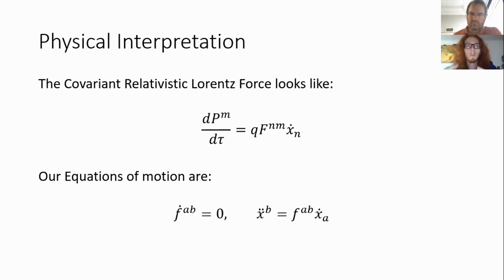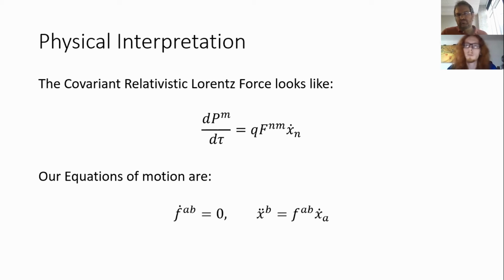So as a reminder, the covariant relativistic Lorentz force looks like this. It's the proper time derivative of the four momenta. We're saying that that's equal to the charge times what's known as the electromagnetic field strength tensor, which contains information about the electric field and the magnetic field. And then that multiplied by the proper time derivative of the x coordinate. Note that the dot is specifically with respect to proper time, not coordinate time, which is manifestly relativistic.